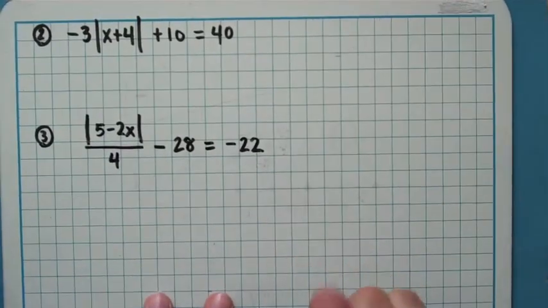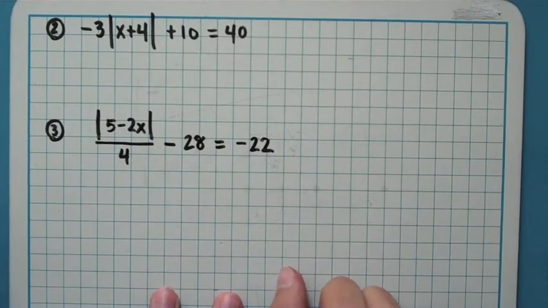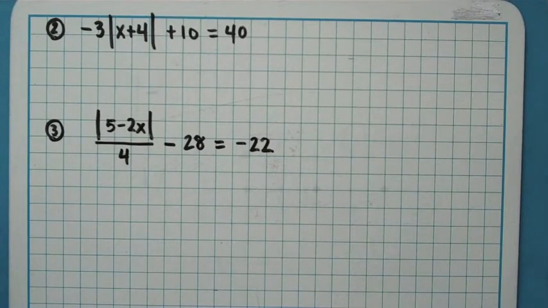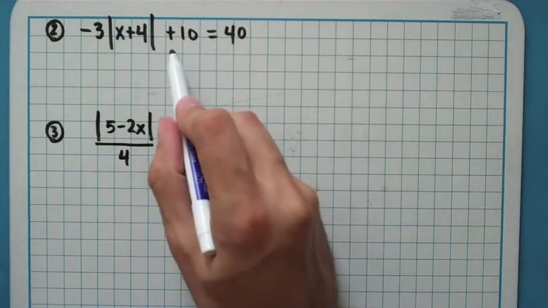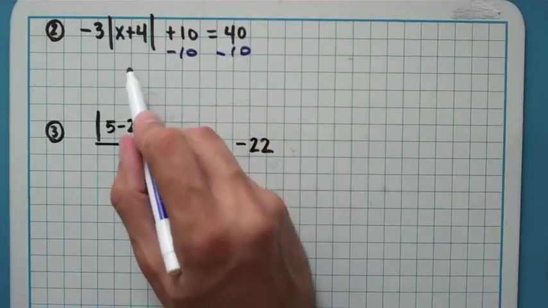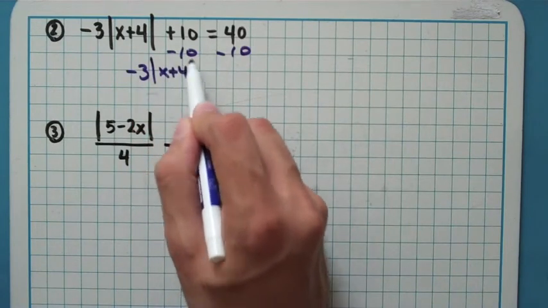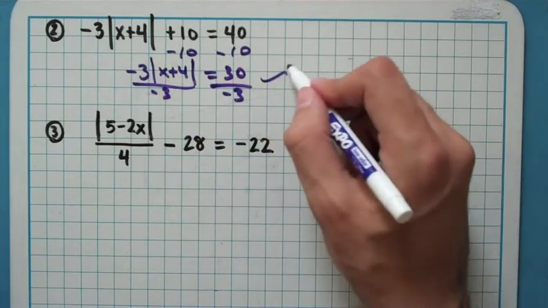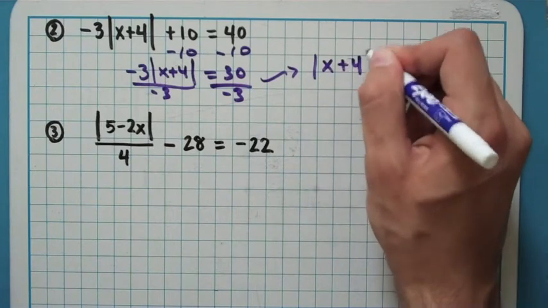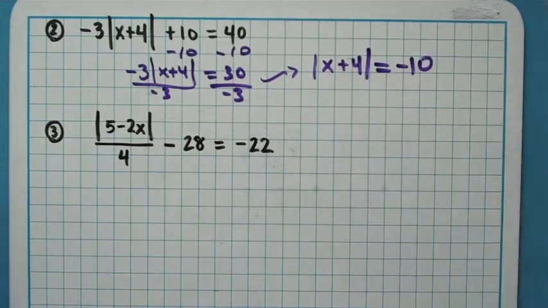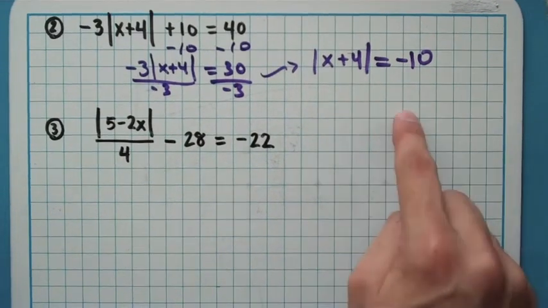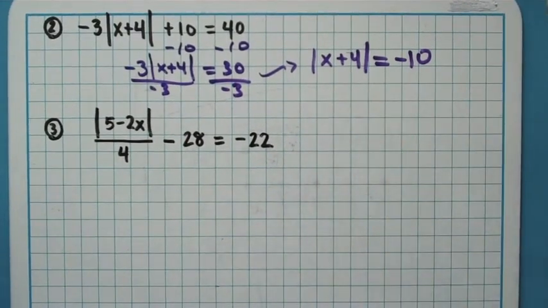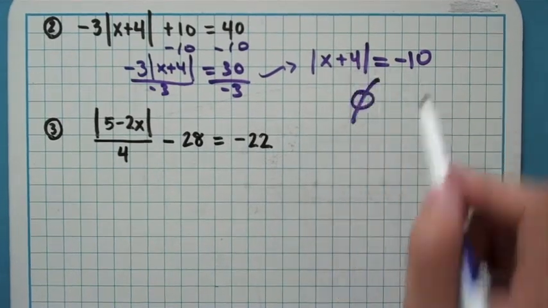2 more examples here. If you want, go ahead and pause the video, try these out, see how you do. I'm going to walk us through them though. Same setup as before. Get the absolute value by itself. Subtract 10, subtract 10. You get negative 3 times absolute value of x plus 4 equals 30. Divide by negative 3 to get the absolute value by itself. You end up with absolute value of x plus 4 equals negative 10. And if you're not careful, you'll go and do 2 bars 2 equations, you'll get answers, in air quotes. They don't actually work, because we have an absolute value equal to a negative. That does not make sense. This problem has no solution. Absolute values cannot equal negative numbers.